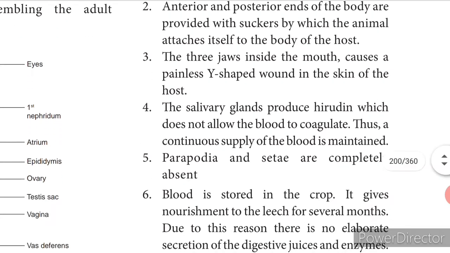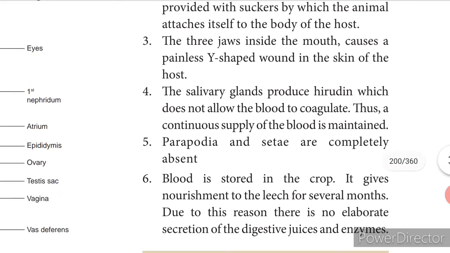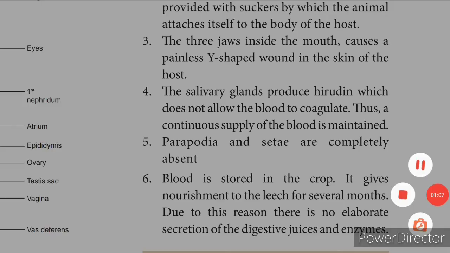So the blood is stored in the crop, and this gives nourishment for several months because it is stored in the food, and whenever it is necessary it is sent to the stomach for digestion, and there are not many elaborate digestive juices or enzymes for digestion.